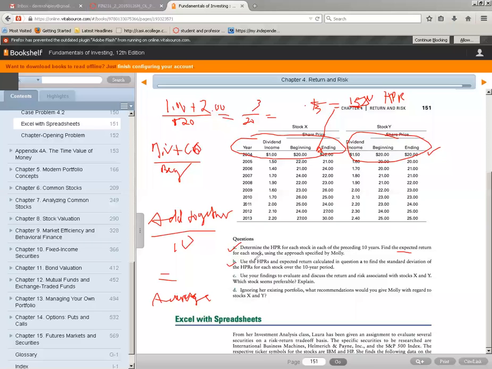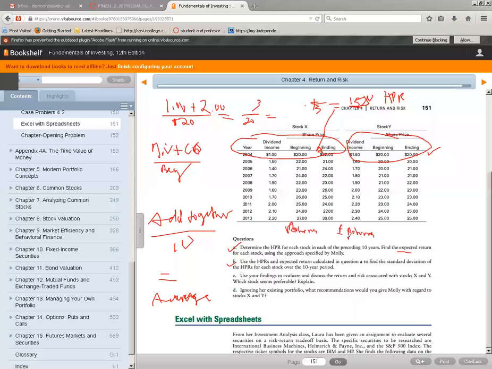Then on letter B, we're going to have to know those HPRs or holding period returns again, because the next part of the math is we're going to have a column of returns that we've calculated for all 10 years. And then we're going to have a column of our expected returns, and I'll show you why this is important here in just a second.